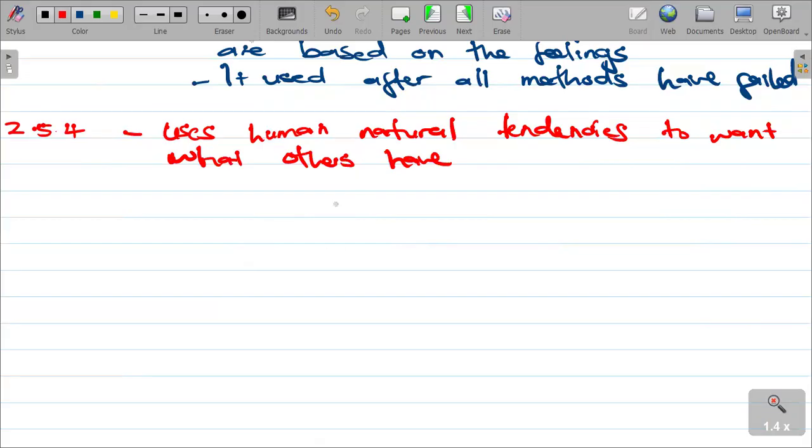So this technique must only be used if the reason the salesperson gives is the truth. It may only be used if the reason the salesperson gives is true.